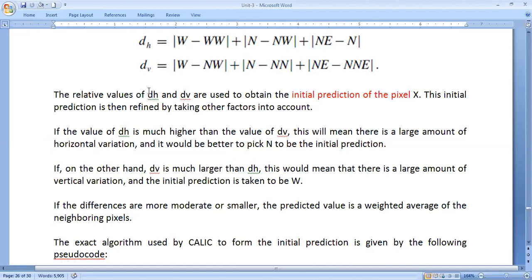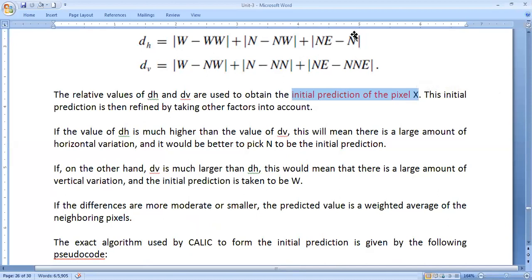Now, the relative values of DH and DV are used to obtain the initial prediction of the pixel X. That means these DH and DV values are used to obtain the initial prediction of the pixel.